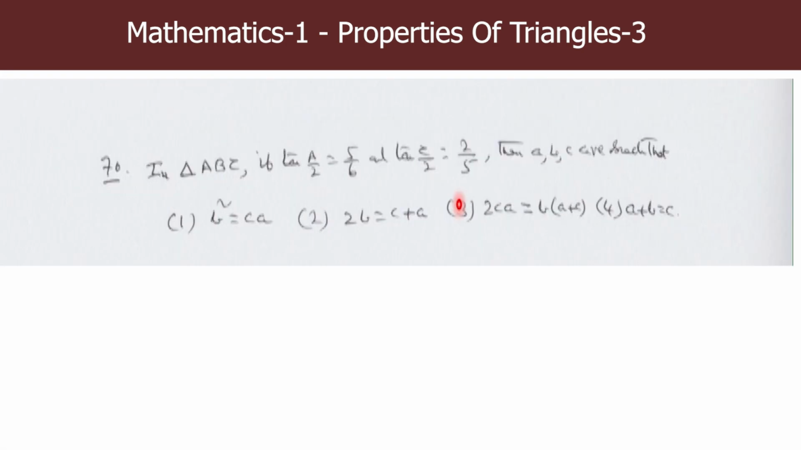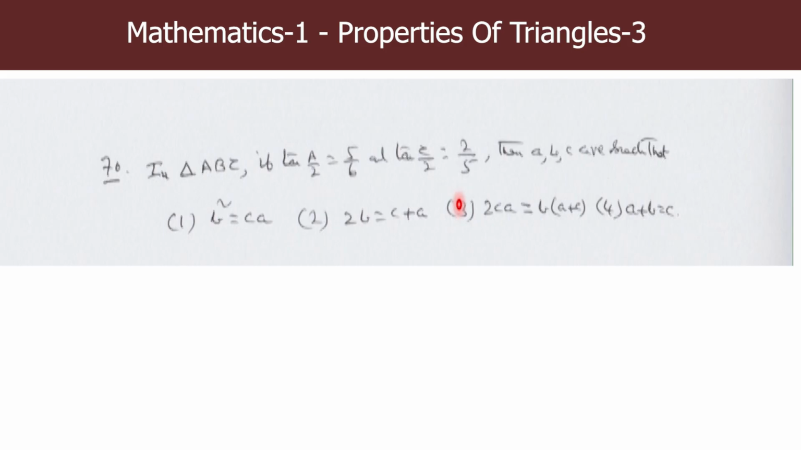70. In triangle ABC, if tan A/2 is equal to 5/6 and tan C/2 is 2/5, then the sides a, b, c are such that: 1) b² = ca, 2) 2b = c + a, 3) 2ca = b(a + c), 4) a + b = 0. That means a + b is equal to c.